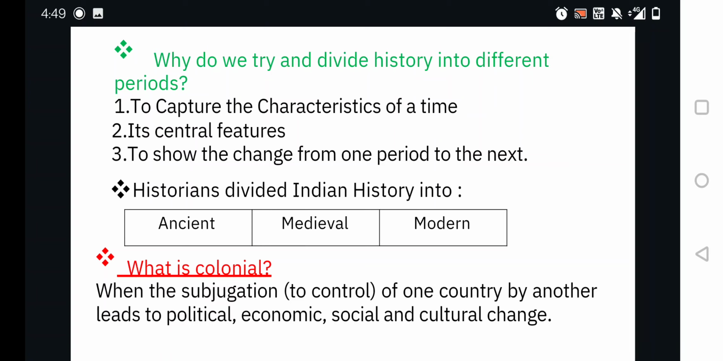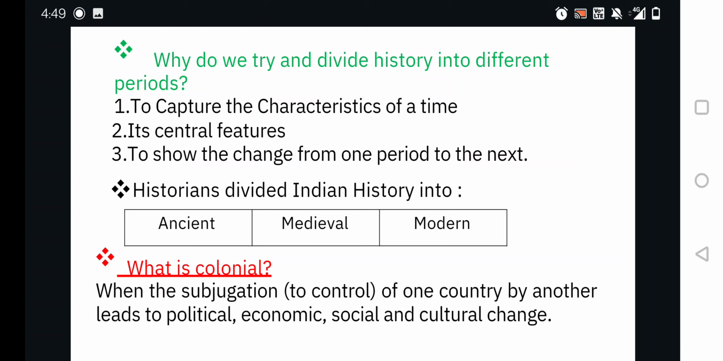But now we are modern. We are in the era of modern history. Now contemporary history can be called modern history. Now when I say our country was under the British rule, what exactly term was given to our country? It was colonial. Let's know why it was known as colonial.